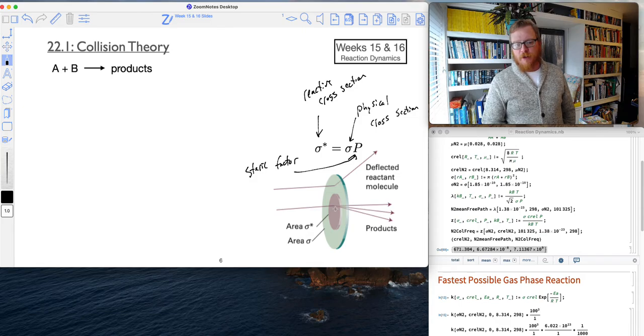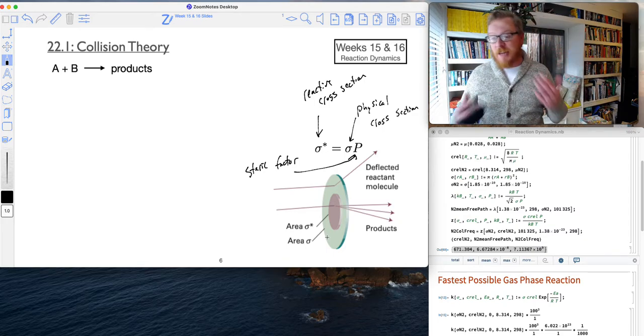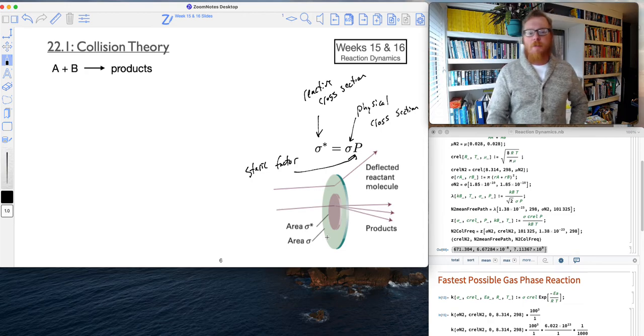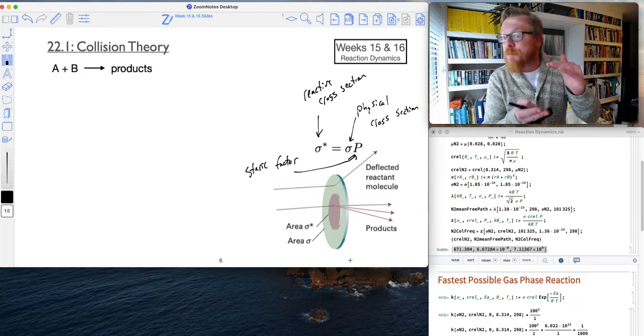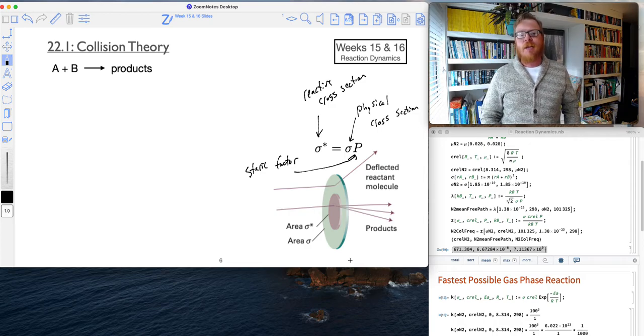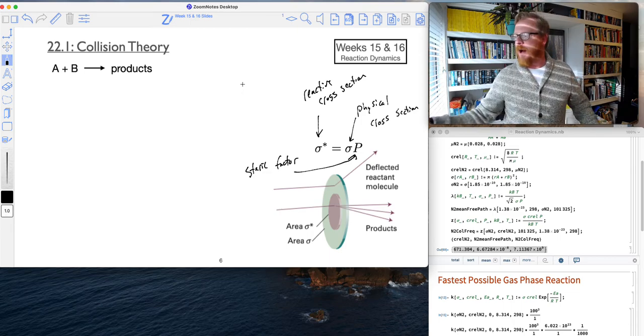But if you notice here, in this picture, this green circle is my physical cross-section, purely based on the size of the molecules. Then my reactive cross-section is smaller than that, because perhaps there's only one little region of the molecule where the collision needs to happen. For example, I've been talking a lot about OH reacting with double bonds.